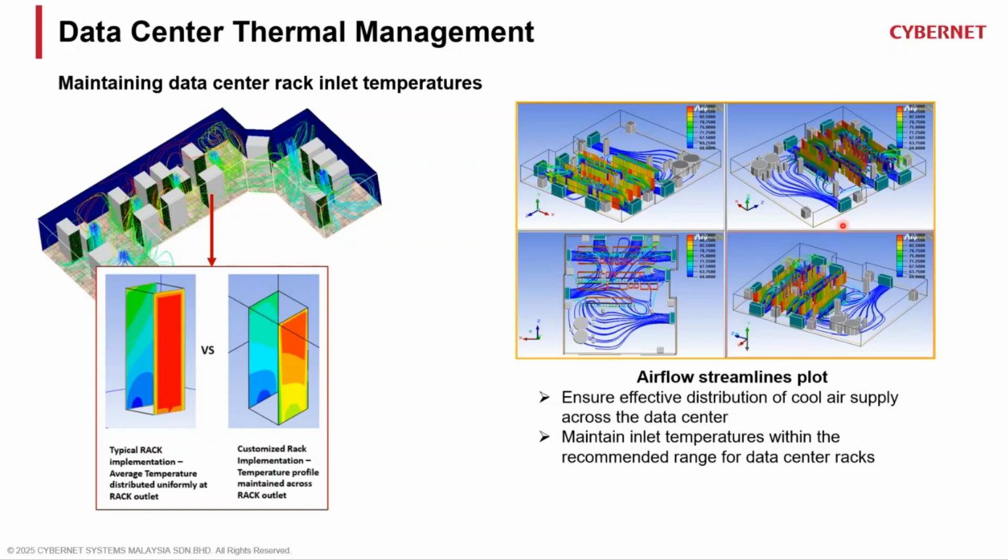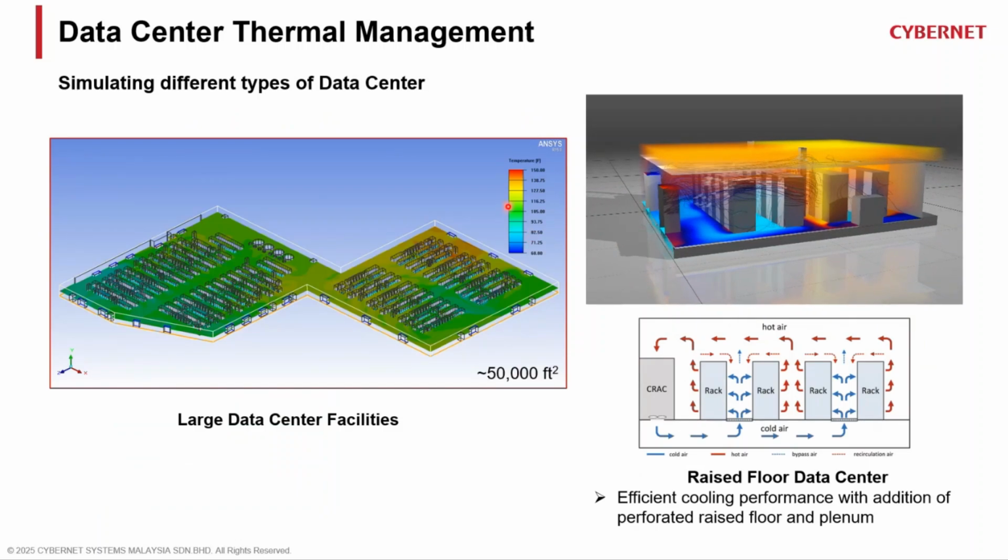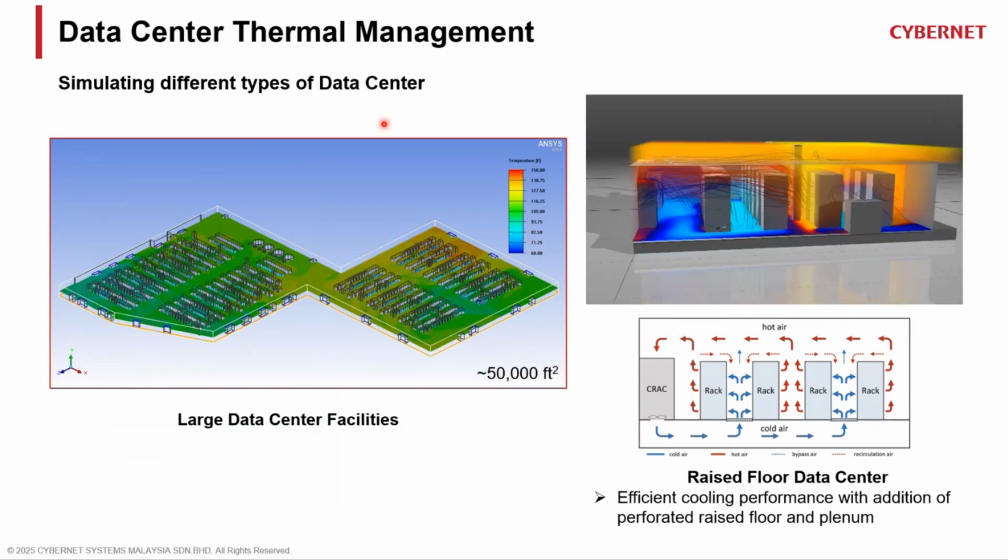Again, you see this kind of air streamline plot, basically to see the airflow, whether it reaches or spreads out to cover all the area of the data center. This is also how you can check whether your data rack temperature is still within the recommended range.